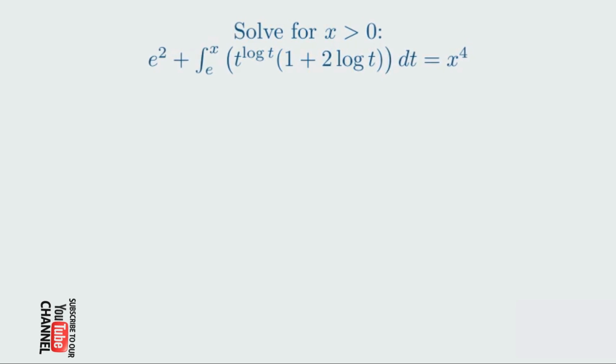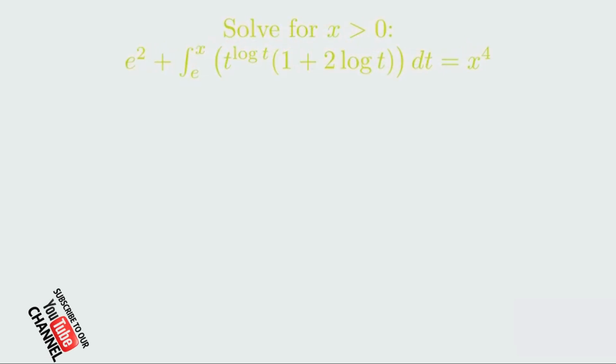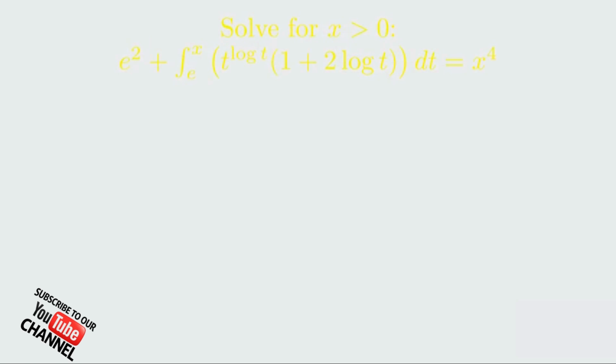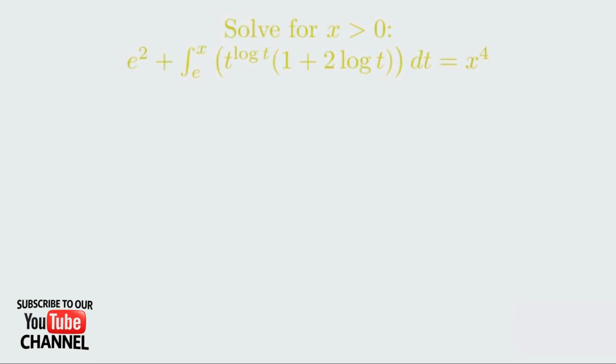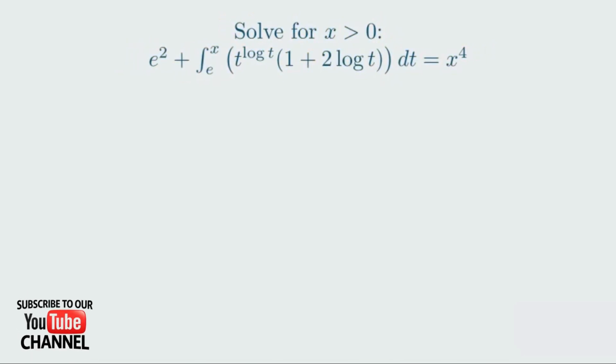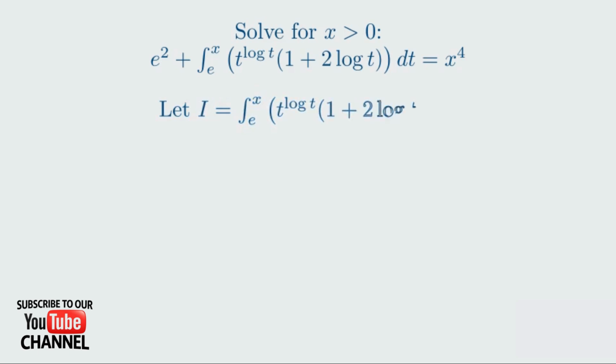Looking at this equation, the most complicated part is the definite integral. Our first step will be to simplify this integral as much as possible. Let's call this integral I for simplicity. So, we'll focus on evaluating I, which is the integral from e to x of t raised to the log of t, multiplied by the quantity 1 plus 2 times the log of t, all with respect to t.